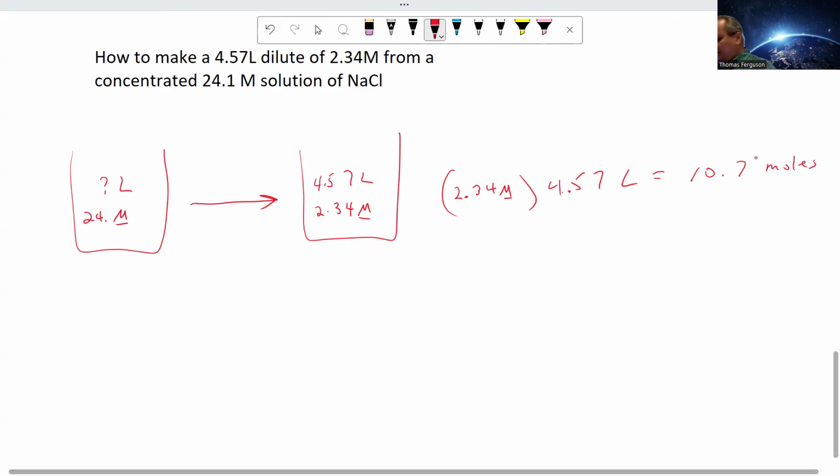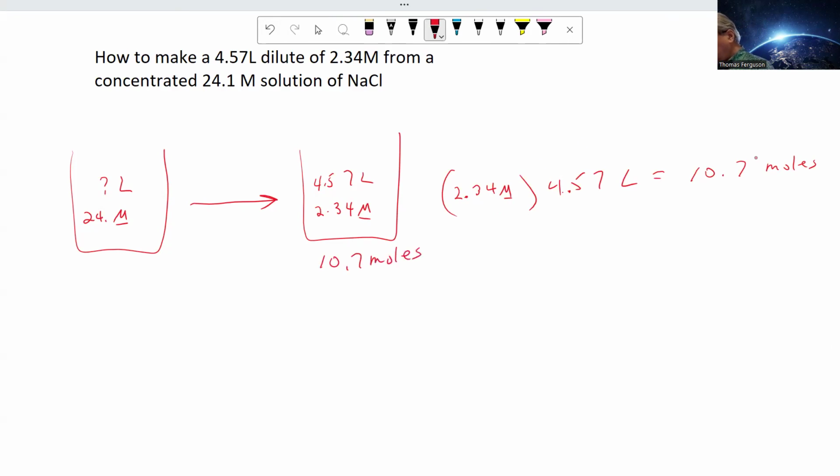Okay, so we need 10.7 moles from this guy to transfer over. Well, how many liters is that? Do the calculation. This will tell us how many liters, or probably milliliters, of the concentrated we need to get into this.